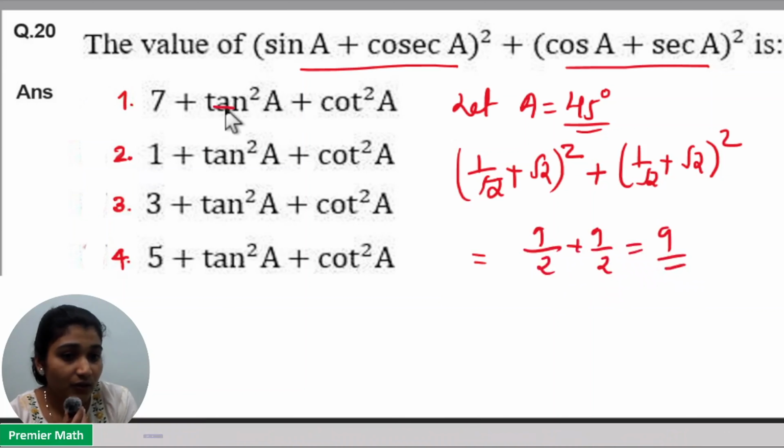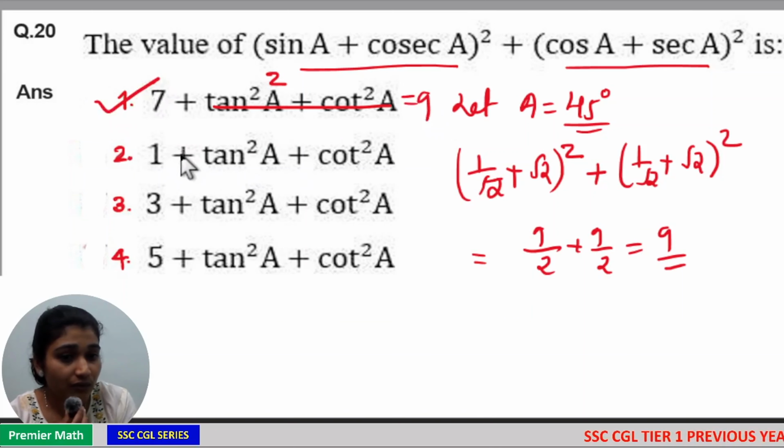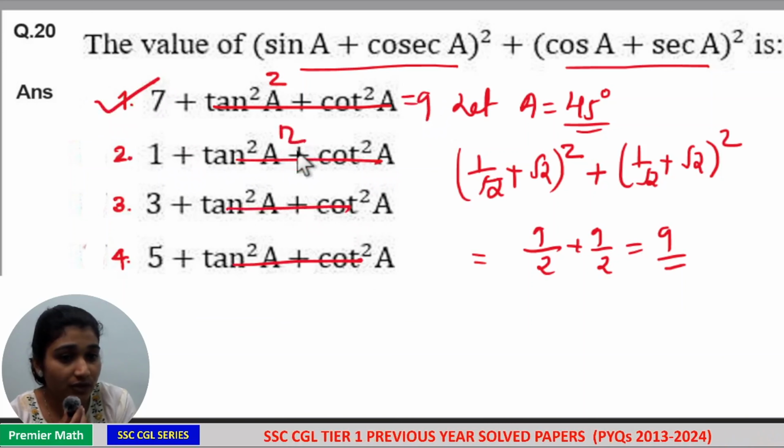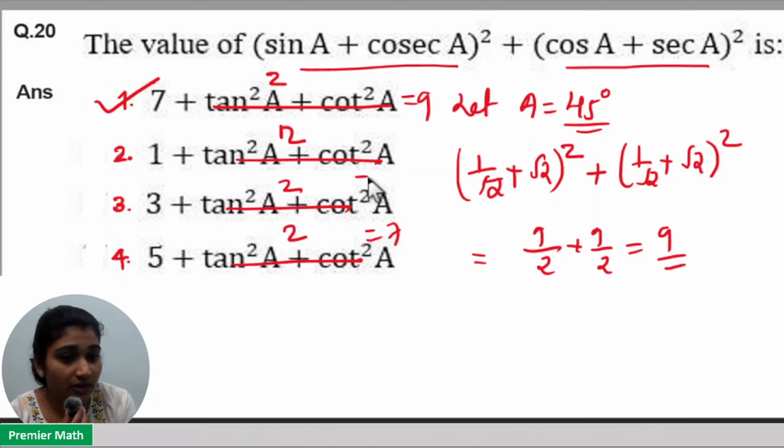Now tan square 45 plus cot square 45 is equal to 2. So 7 plus 2 is equal to 9. Option 1 is your answer. Now if you check this, tan square 45 plus cot square 45 is equal to 2, so this is 5 plus 2, 7. This is 3 plus 2, 5, and this is 1 plus 2, 3. Not our answer.